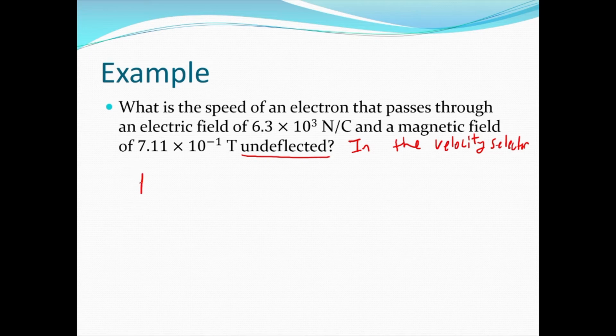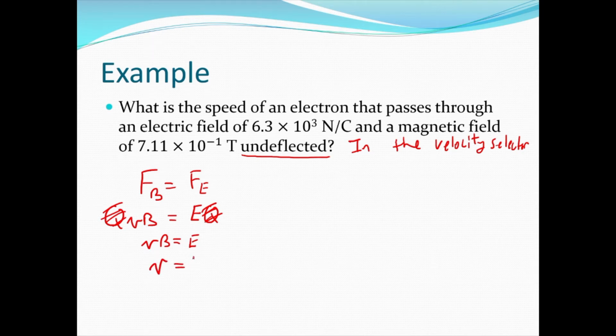Now in the velocity selector, we know that if I'm not being deflected, my magnetic force has to equal my electric force. The magnetic force is going to be QVB. The electric force is going to be E times Q. We're asked to find the speed. The charges don't actually matter because they will cancel out. So the speed will be E divided by B. Rearranging this, we get the following.